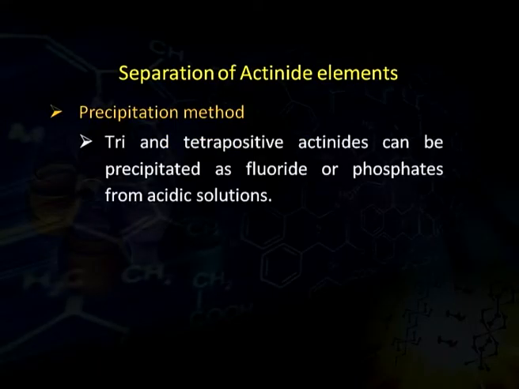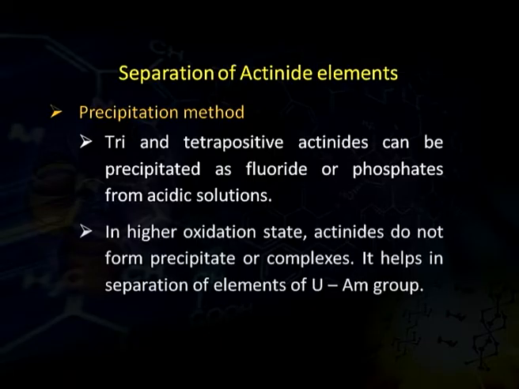The tri and tetra positive actinides can be precipitated as fluorides or phosphates from acidic solutions. In higher oxidation states, actinides do not form precipitates or complexes. It helps in separation of elements of the uranium-americium group.